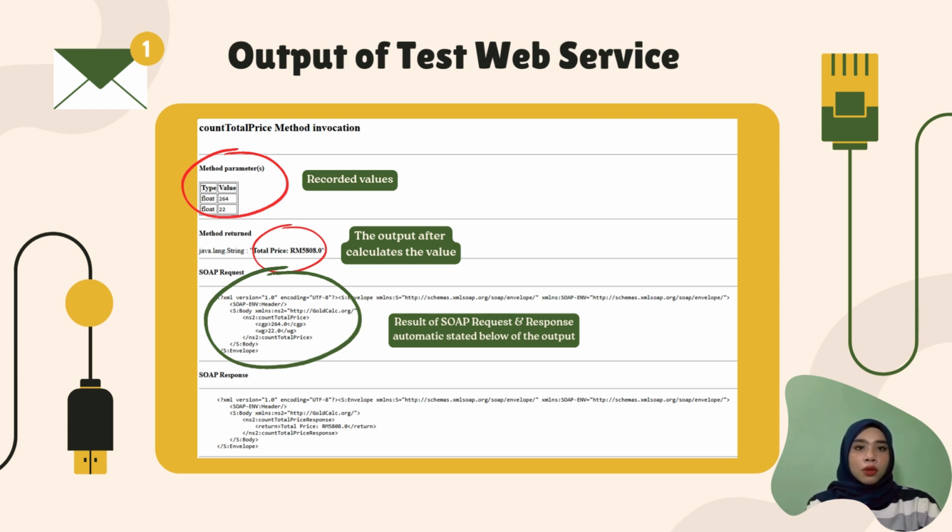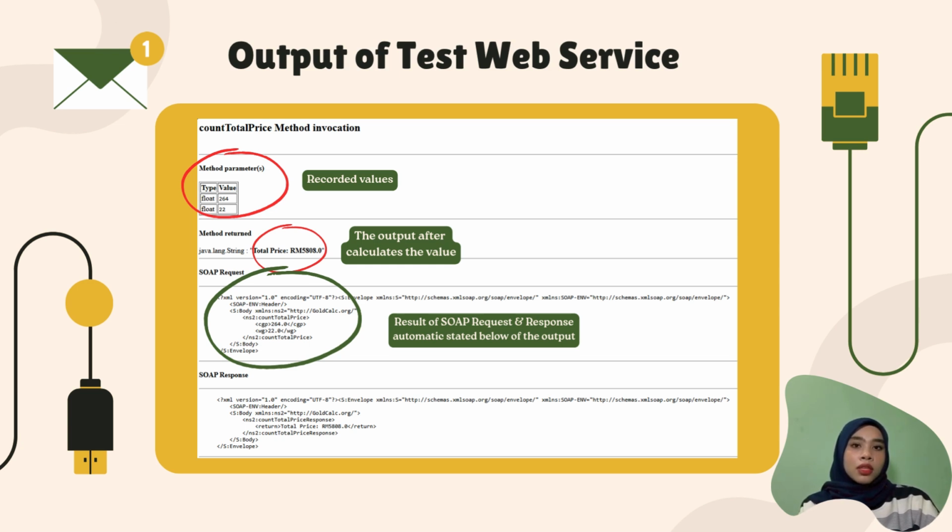These values are sent to the web service in the form of a SOAP request, which is structured in XML format. The SOAP request is wrapped inside the SOAP Envelope tag, which is the root element in any SOAP message. Inside it, there's a SOAP Body that contains the actual data being sent to the service. Here you can see the namespace countTotalPrice operation with the two child elements, which are CGP 264 and WG 22. This represents the input parameters expected by the service.